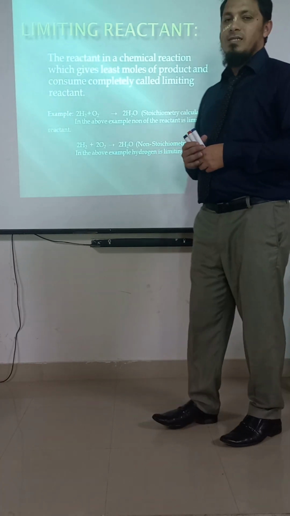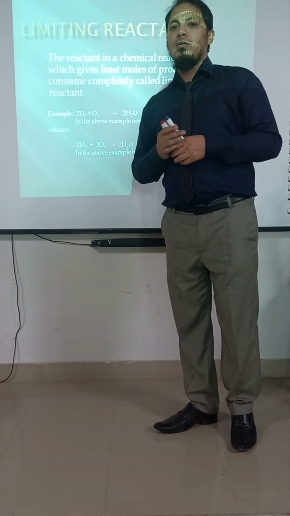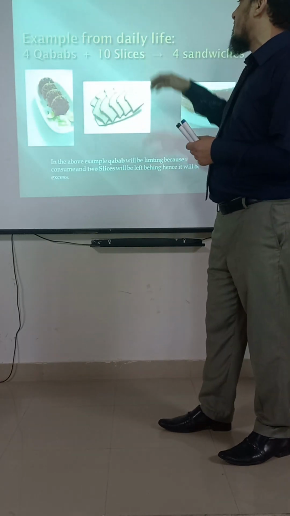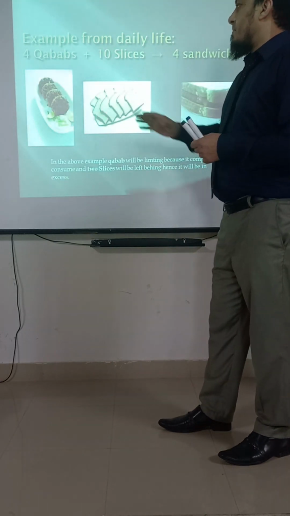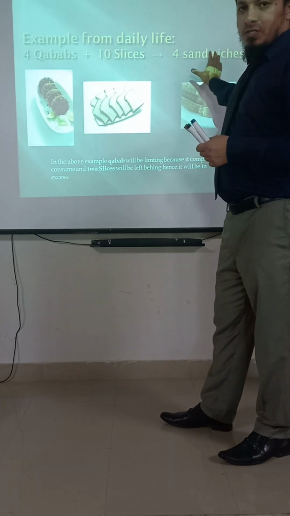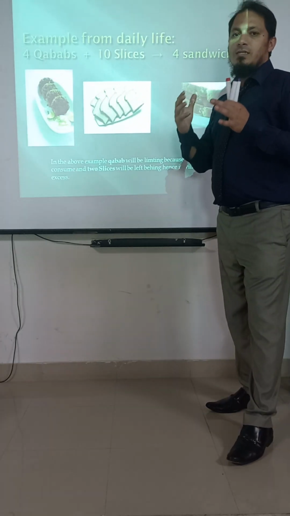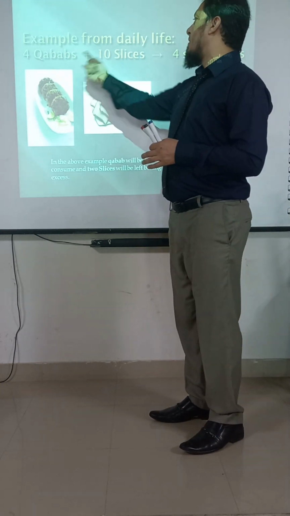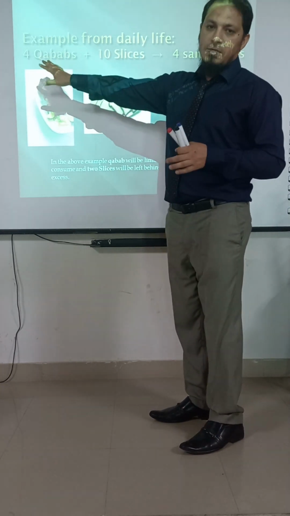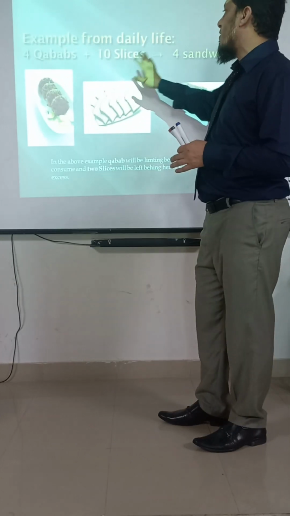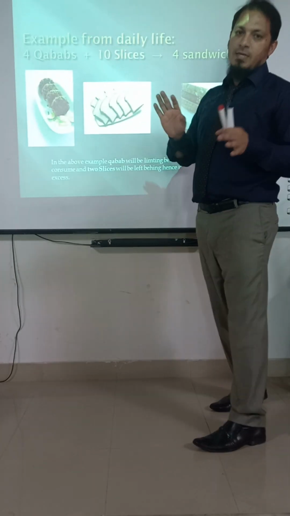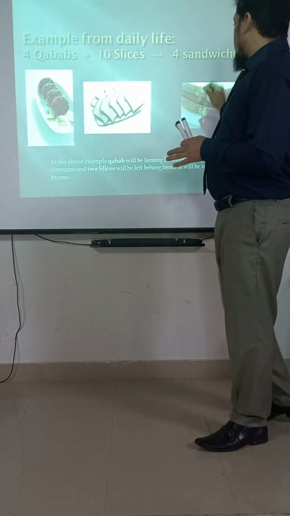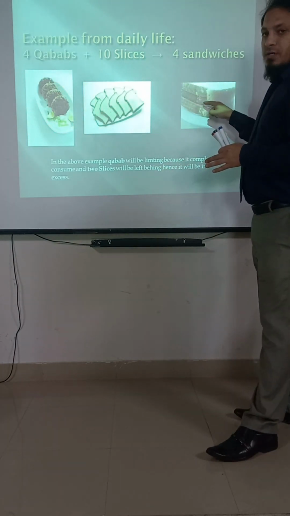Then we will take another example from our common life. Here I gave the example from daily life: the formation of sandwiches. Let's consider that sandwiches are the product, and we have 2 reactants, kebab and slices. If we have 4 kebabs and 10 slices, then how many sandwiches can we make? There are 4. Because in order to make a sandwich, we require what? 2 slices and 1 kebab.